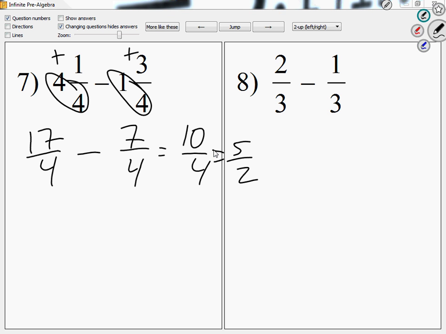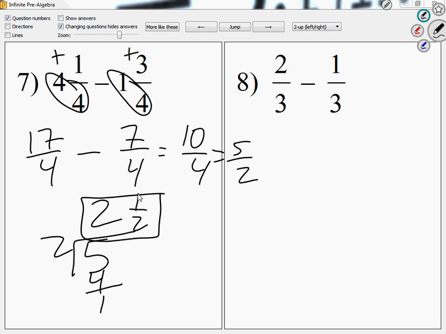But then we have the big number on top, so let me divide. I'll have 5 divided by 2. I know 2 goes into 5 2 times, because 2 times 2 is 4. My remainder is 1. So I'm going to write 2 and 1 over 2. Don't forget your signs. This one was positive, but don't forget that there will be some negatives.